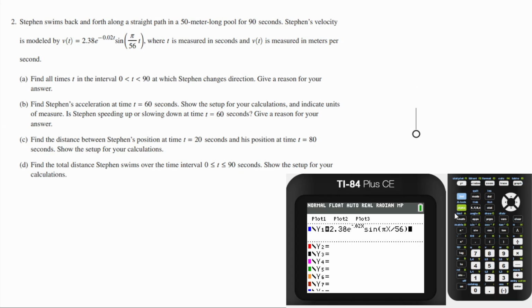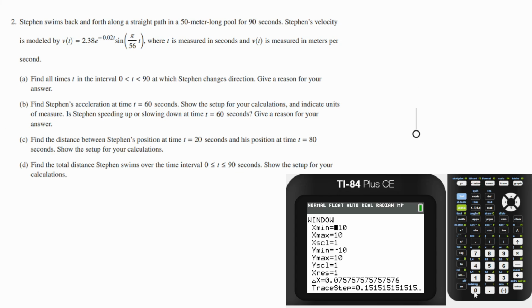And so we want to know times between 0 and 90 where the direction changes. So it's going to be with the sign of v changing, and I'm going to change the window to go 0 to 90, and t jump 10 each time. Then we're going to graph, and we're going to see, okay, it's got a positive velocity, and then turned around and went negative for a while. Okay, so that's just going to be one time, so evidently it's just one lap around the pool.